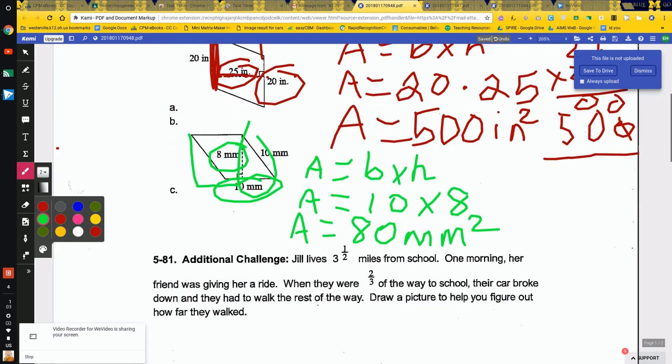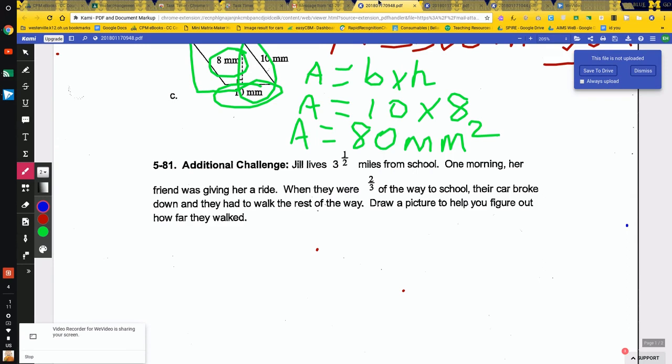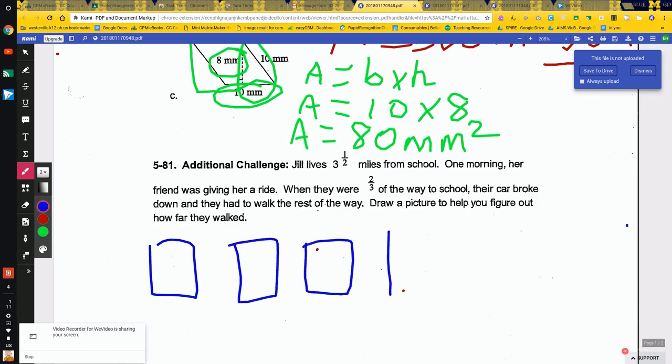So that's 5-80. Jill lives 3.5 miles from school. One morning, her friend was giving her a ride. When they were 2/3 of the way to school, the car broke down, and they had to walk the rest of the way. Draw a picture to help you figure out how far they walked. So again, we can have 1 mile, 2 miles, 3 miles, half a mile. I'll just break my miles into halves to equal my half.